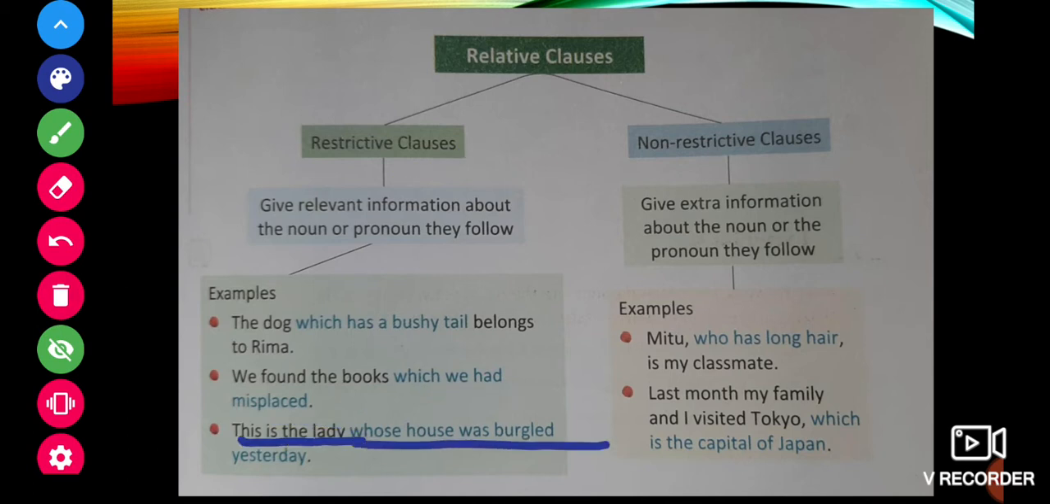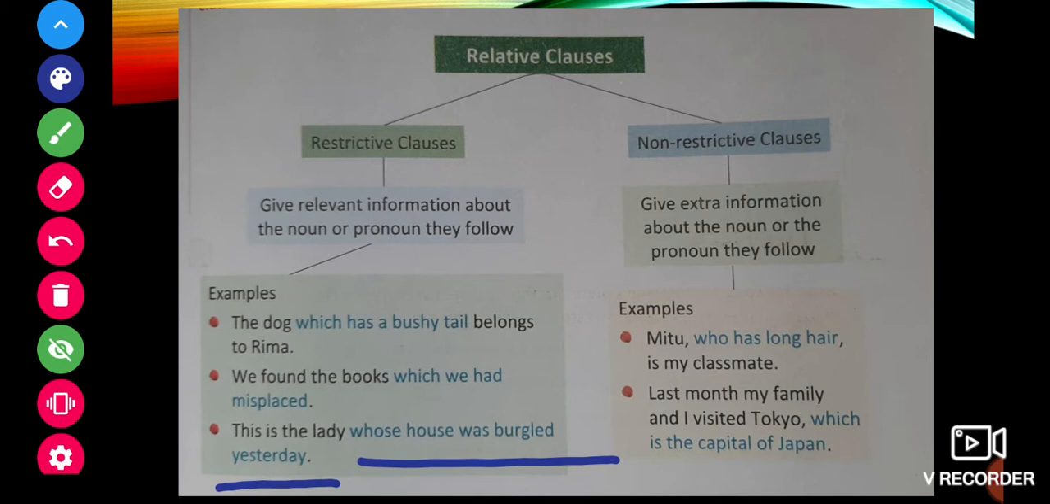This is the lady whose house was burgled yesterday. Whose house was burgled yesterday means some thieves had broken into her house and they had stolen some articles. So we are not talking about any other lady, but we are talking about the lady whose house was burgled. So here these words are important to understand the meaning of the sentence, so these words are restrictive clauses.